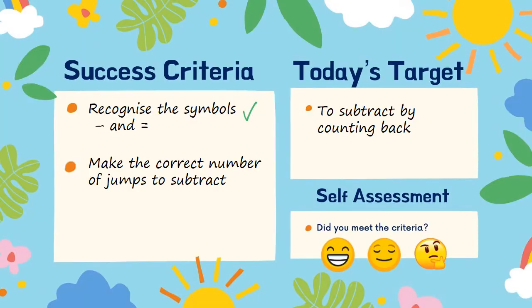Today, Rainbow, our target is to subtract by counting back. So a little bit like last time, but today you're going to be doing the subtracting by counting back. I'm going to be looking to see that you can recognise the symbols subtract and equals, and that you can make the correct number of jumps to subtract.